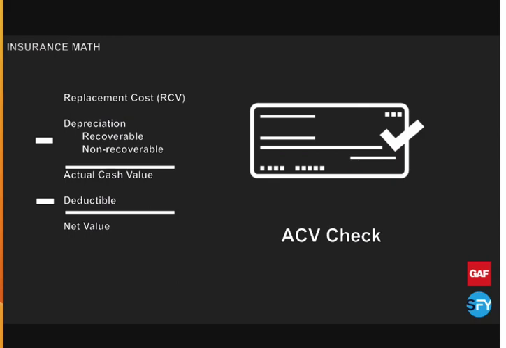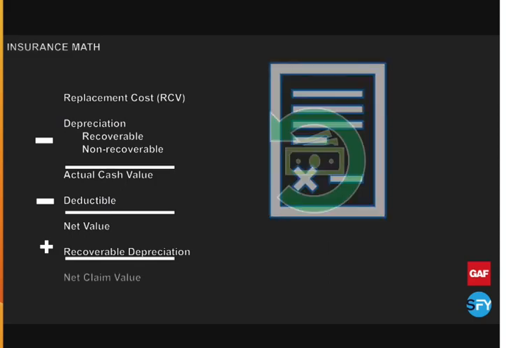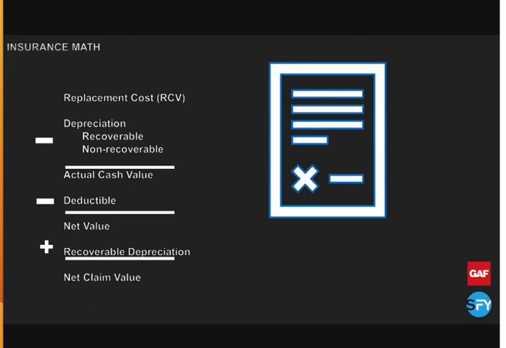Now, to determine the carrier's full responsibility, we need to find out what our net claim value is. So to do so, we would add in any recoverable depreciation. So this net claim value is actually the total amount that the carrier is responsible to pay for the claim. Okay, so that's everything that the insurance carrier is sending out.